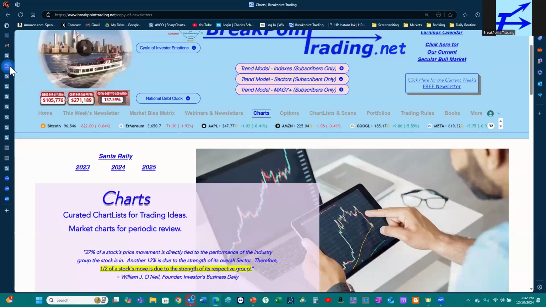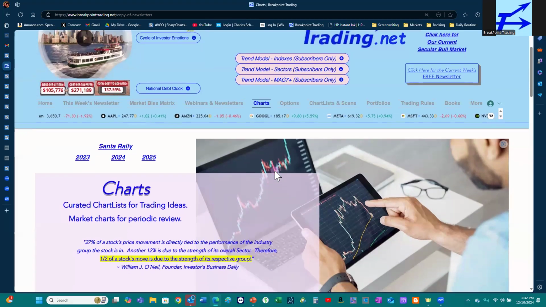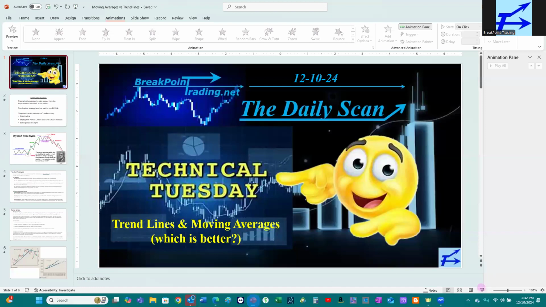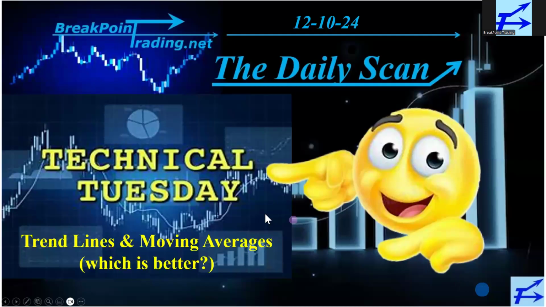Okay, so the next thing I want to do is talk about the Technical Tuesday. The topic for today is trend lines versus moving averages. And I'm going to start this with some slides. So here's Technical Tuesday, trend lines and moving averages. Which one is better? Well, we're going to find out.